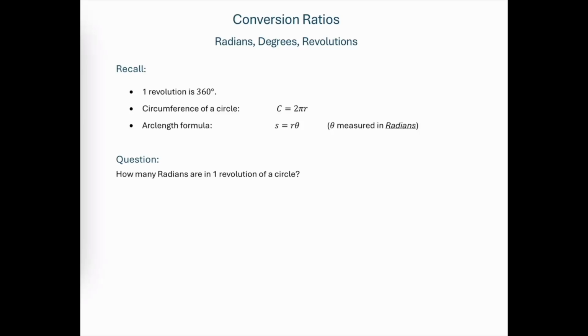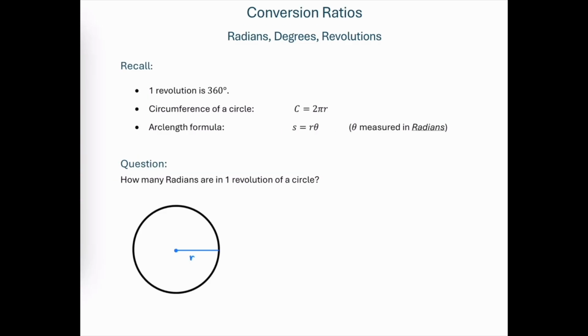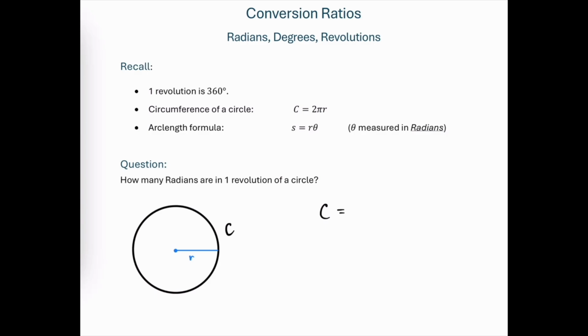When we measure angles in radians, degrees, or revolutions, we need to also be able to convert between these units of measurement. We'll begin by considering how many radians are in one revolution of a circle. We know that the circumference of a circle is 2 pi r, so the circumference of this circle, let it be c, measures the entire distance around the outside of the circle. We know that that entire distance is 2 pi r as per the circumference formula.